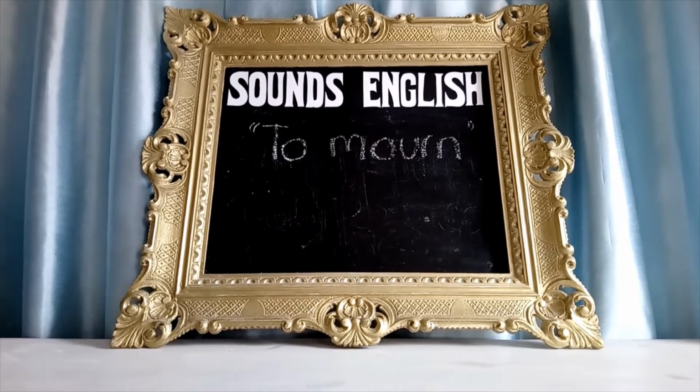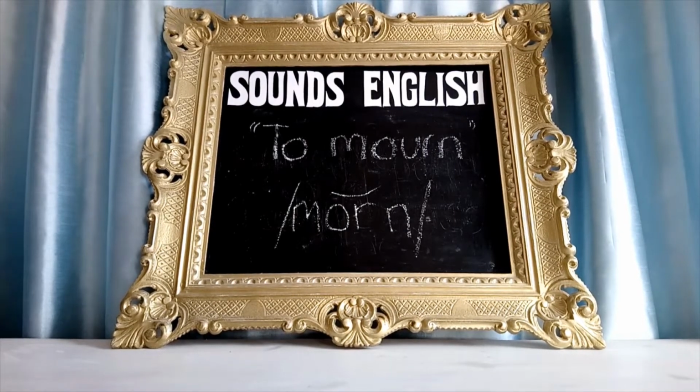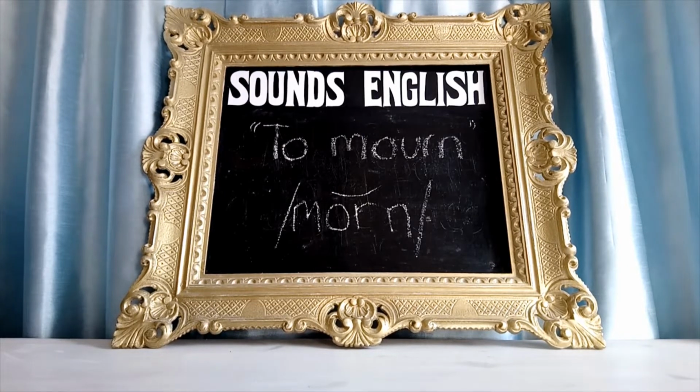Today's English word is mourn. To mourn. It means to feel or display a period of sorrow and grief after a death. Pronunciation: it has one syllable and the O sound in the middle is quite long. So it's pronounced mourn. To mourn.